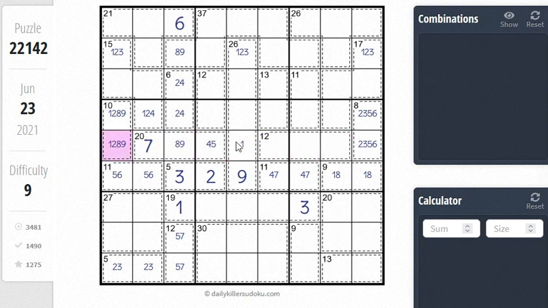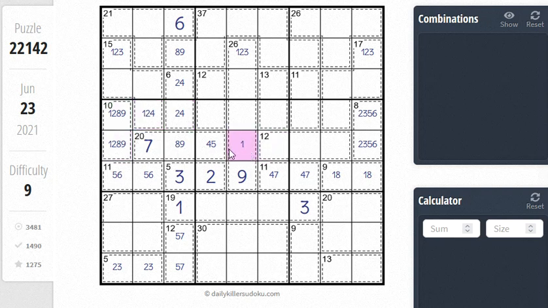So does anything else work there? Oh, yeah, where's our 1 going to go? 1 here. If this is 1, 9, then we have 2, 4 here.